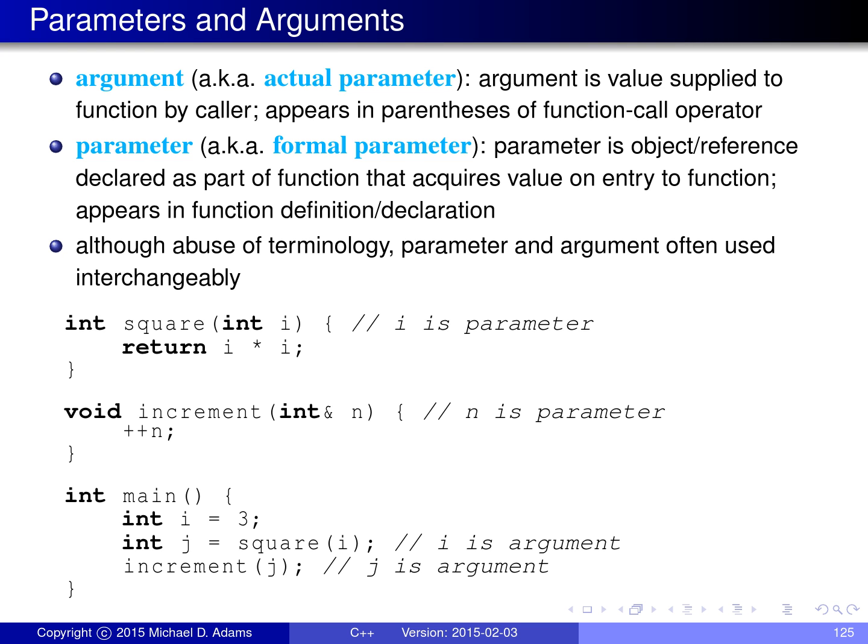The second term I need to introduce is the notion of a parameter. A parameter, also known as a formal parameter, is an object or reference that's declared as part of the function that acquires the value of its corresponding argument upon entry to the function.